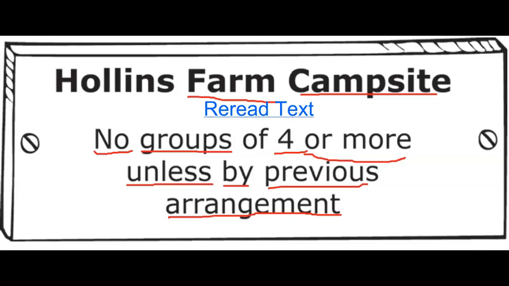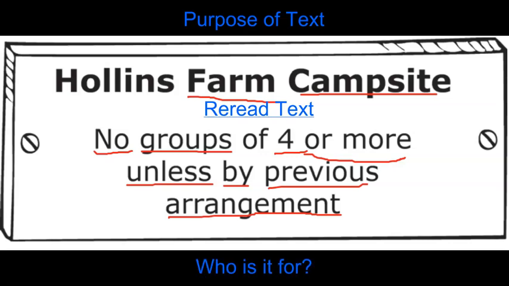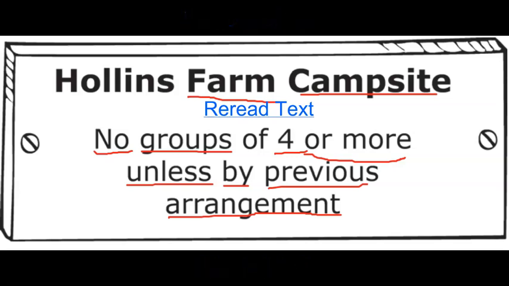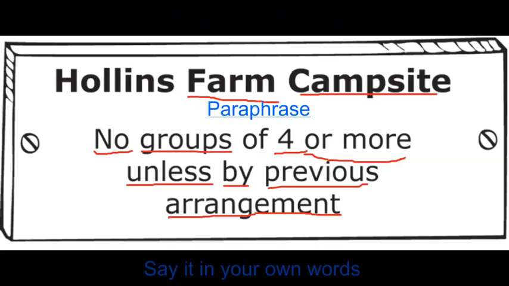Now you want to ask yourself why this text was written. This is to inform users of the campsite that they need to make arrangements if they're going to have large groups. Who was the text written for? Users or campers. Now let's read the whole text from the beginning. Holland's farm campsite. No groups of 4 or more unless by previous arrangement. Let's try paraphrasing it. For this campsite, you need to book if you're going to go in groups of 4 or more.